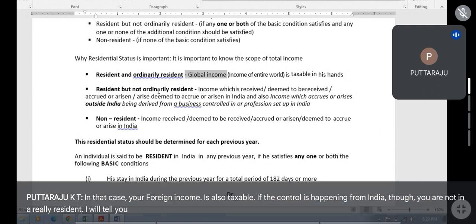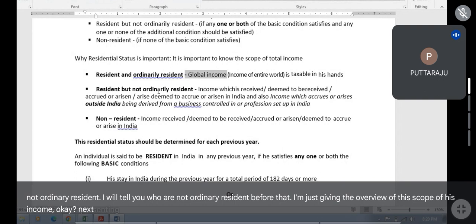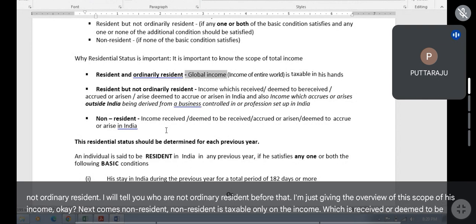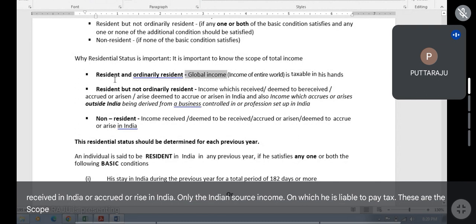I will tell you who is not ordinarily resident. Before that, I am just giving the overview of the scope of income. Next comes non-resident. A non-resident is taxable only on the income which is received or deemed to be received in India, or accrued or arises in India. Only the Indian source income on which he is liable to pay tax. These are the scope of residential status.